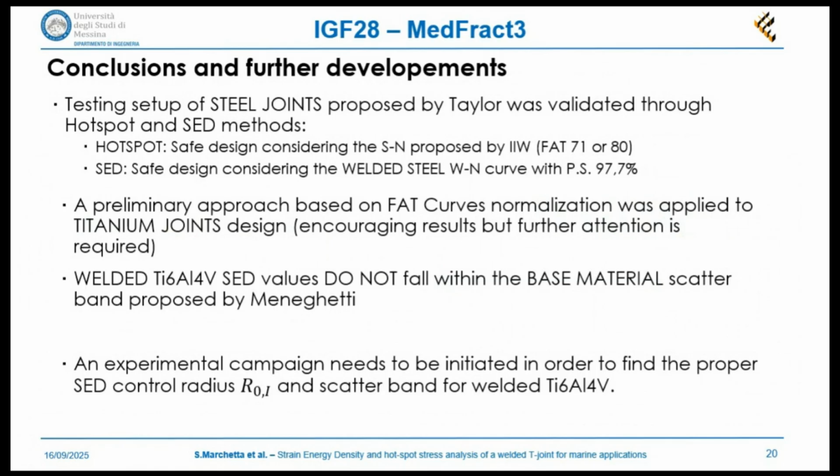For the strain energy density method, we saw that the data falls completely off the scatter band proposed by Meneghetti for the base material. So an experimental campaign is required in order to find the proper control radius for the welded material, in order to find the new scatter band for the welded titanium.